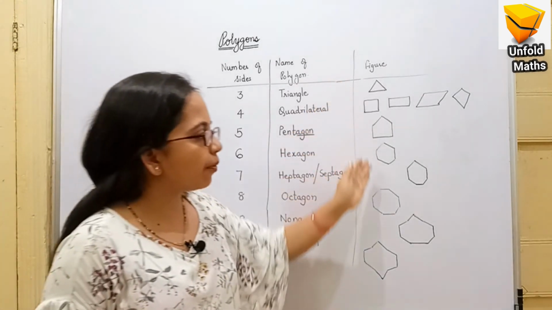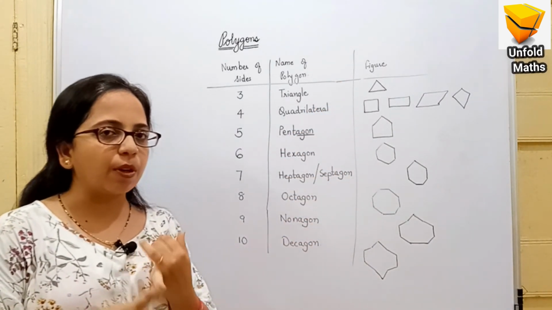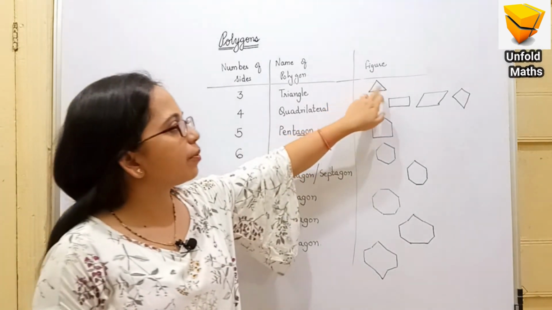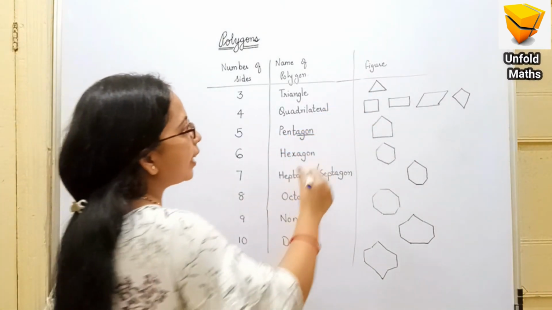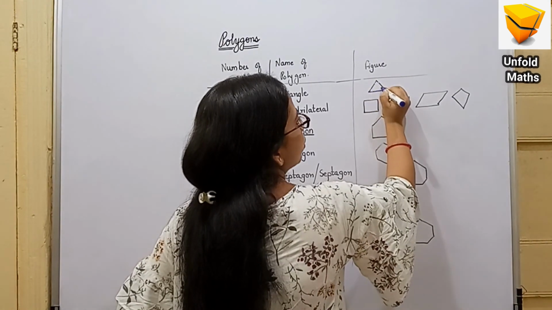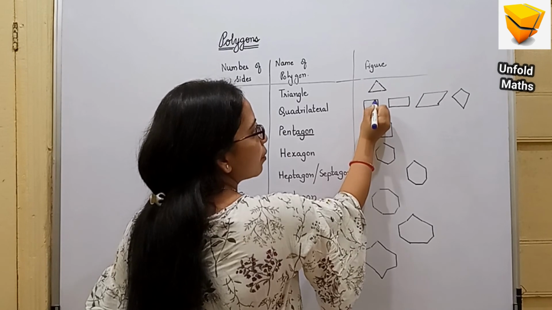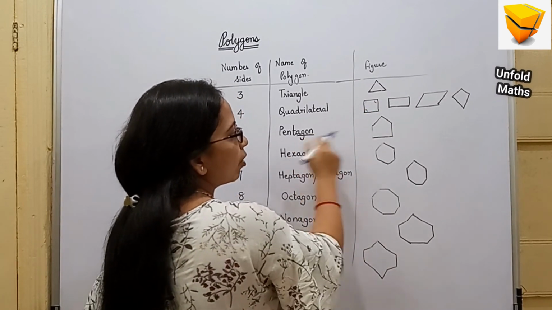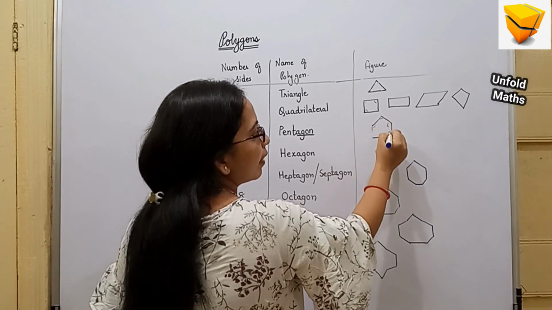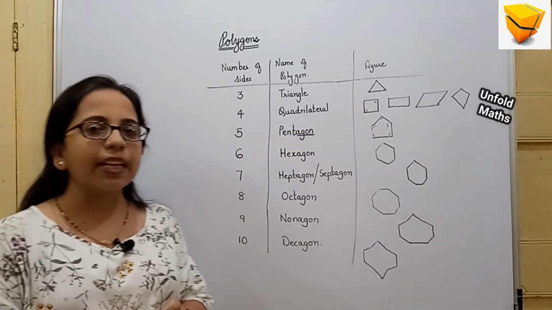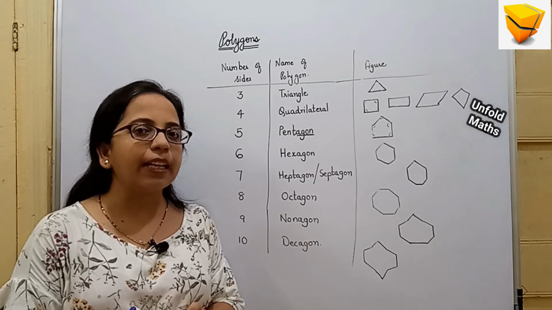And all these figures have the same number of sides and the same number of angles. That means this figure has 3 sides and 3 angles. 1, 2, 3. Quadrilateral, 4 sides means 4 angles. Pentagon, 5 sides means 5 angles. So polygons have the same number of sides and angles.